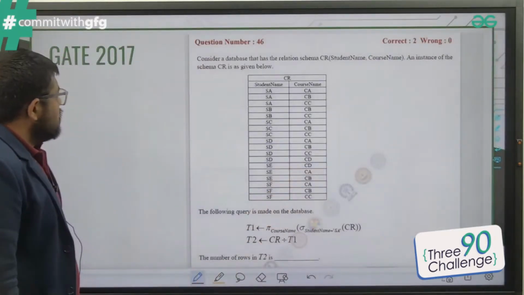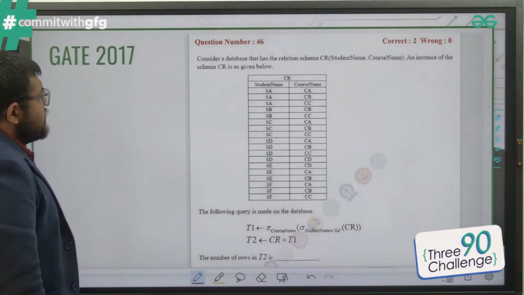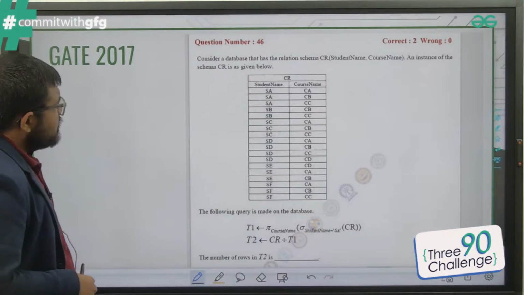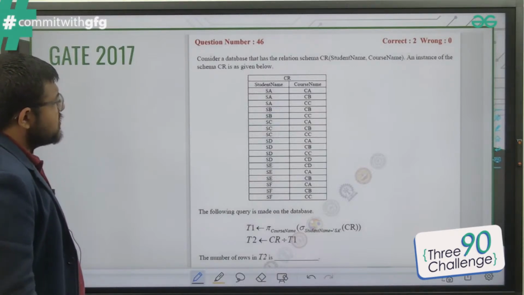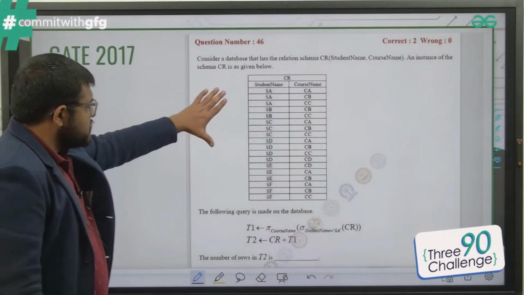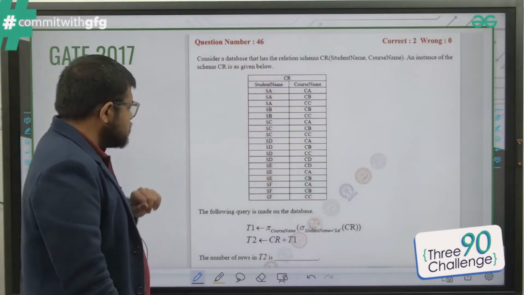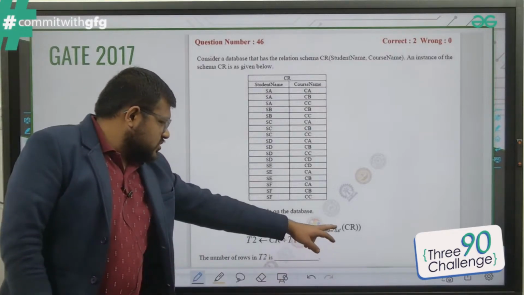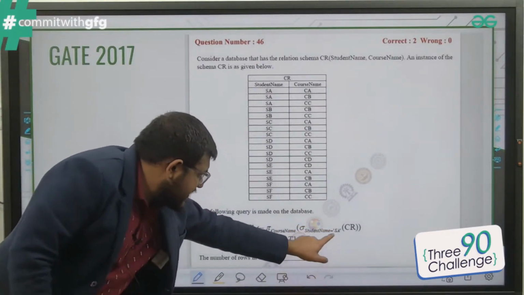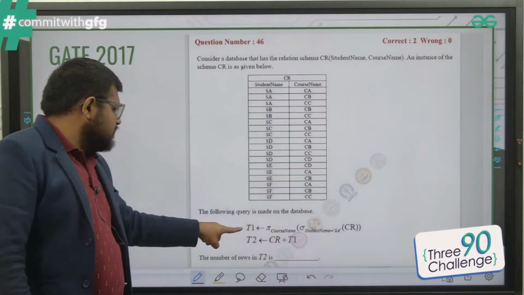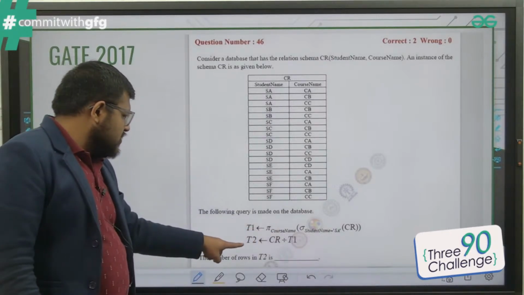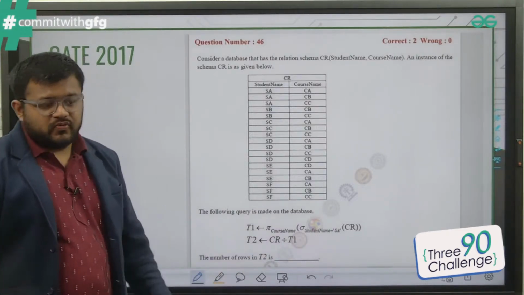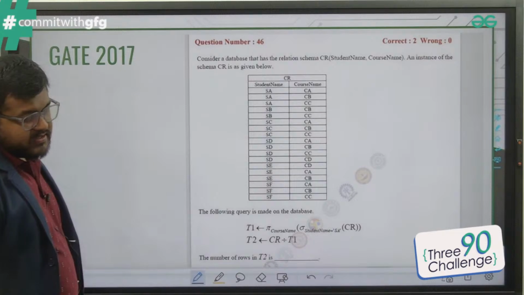Okay. What does this question say? Consider a database that has the relation schema CR, where you have student name and course name. An instance of the schema is given here. So this is one instance, this is the student name, and this is the course name taken by the student. The following query is made on the database. You select the student with name SA, and take the course name from that and put it into T1, and then you take T2 as CR division operator T1. Then the number of rows in T2 will be. What will be the answer for this?